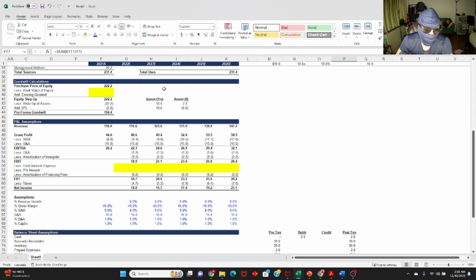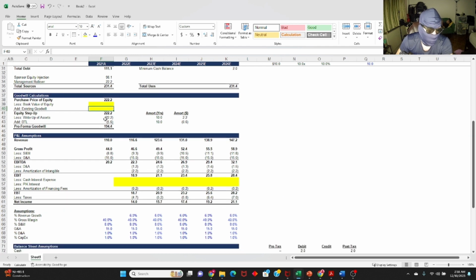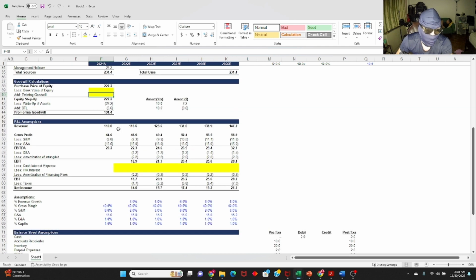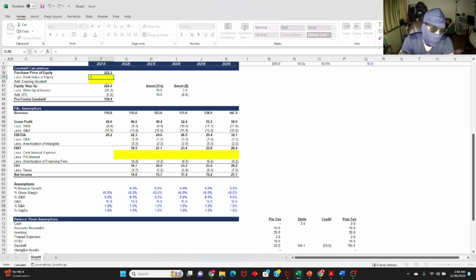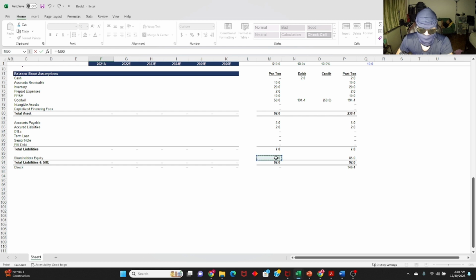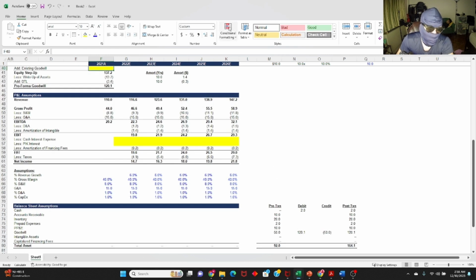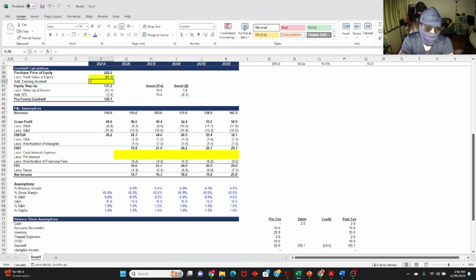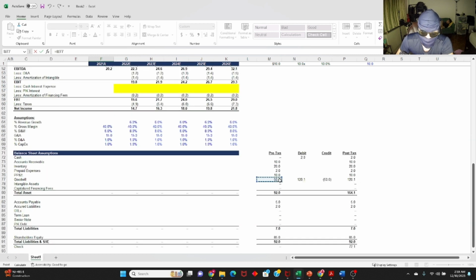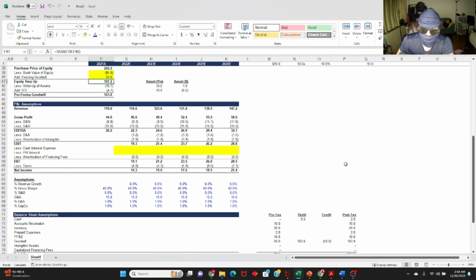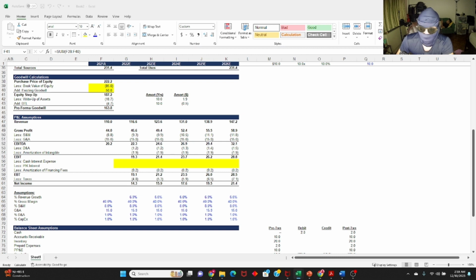Before we go any further, I noticed that now we have our balance sheet figures put in here. So you're going to fill out these remaining variables for the goodwill calculation to get your true pro forma goodwill figure. You're going to subtract the book value of your equity, which is ultimately the shareholders' equity. And then you're going to add your existing goodwill, which is essentially 50. So at the end, what you get is 163.